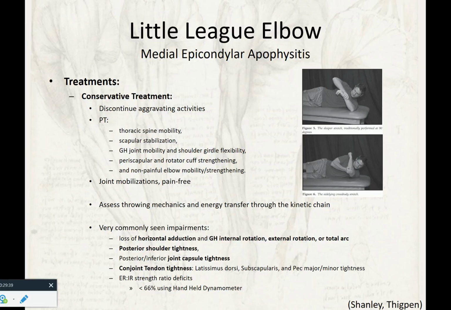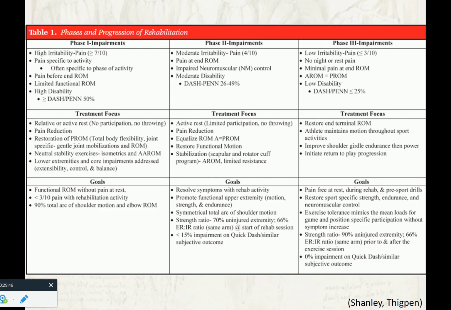And this is also seen in Dr. Shanley and Dr. Thigpen's article on Little League elbow. You can pause it here and look through this. We will field any questions you have on this, but this is just a general phase and progression of rehab for someone with a medial elbow injury. That can include also a non-operative UCL sprain, as well as our Little League elbow.